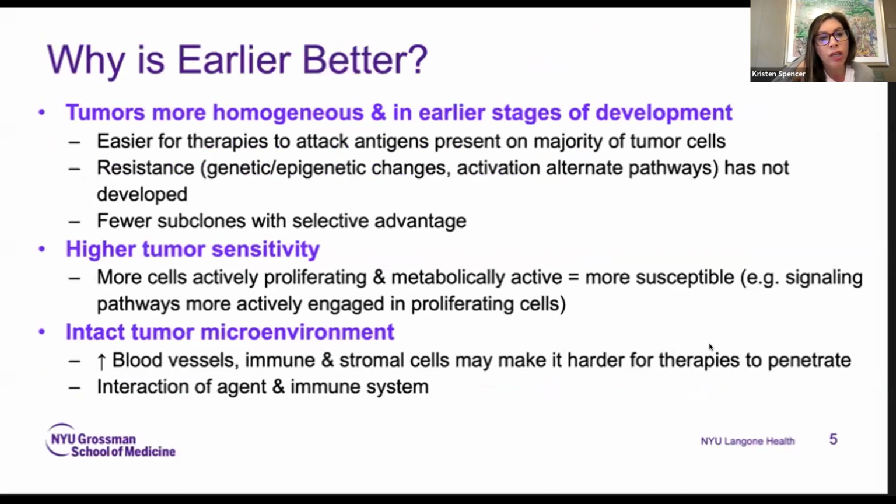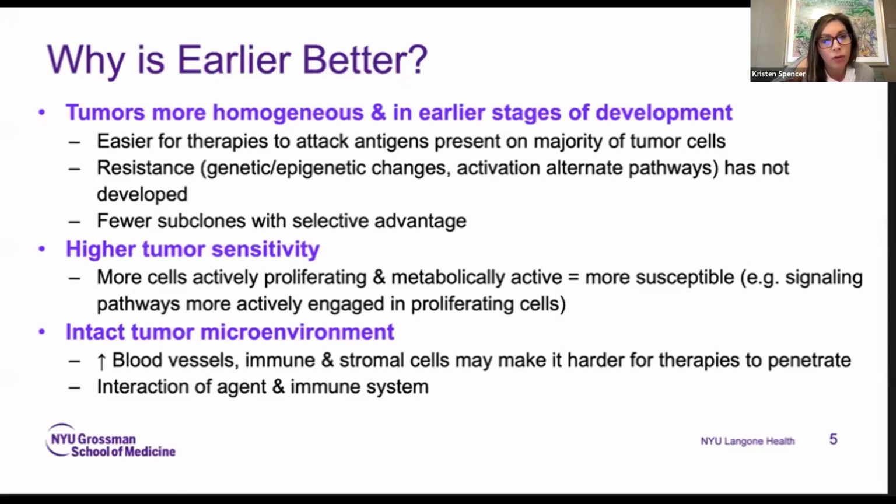And there is rationale for using promising agents earlier for many reasons. The tumors are more homogeneous and in an earlier stage of development in the resectable setting. And that makes it much easier for therapies to attack antigens present on a majority of tumor cells, as opposed to antigens that are present in later stages of disease, maybe on a few subclones of tumor cells. Resistance also has not developed, typically speaking, although there is primary resistance. Much of the resistance that we see both to targeted and immune therapies is the result of things like genetic and epigenetic changes and activation of alternate pathways, specifically signaling pathways. As I mentioned, fewer subclones have developed with a selective advantage that makes treatment easier.